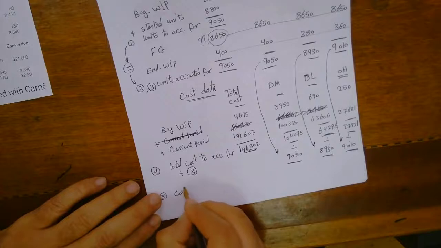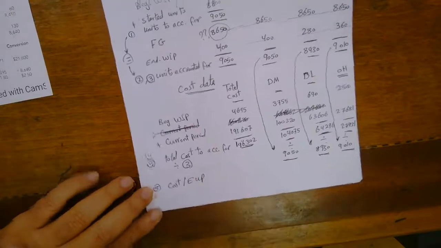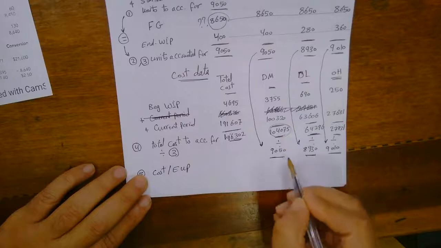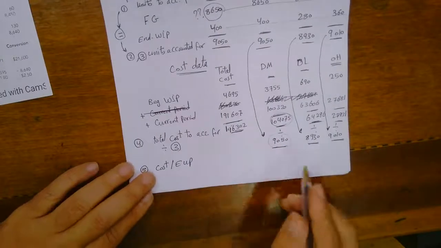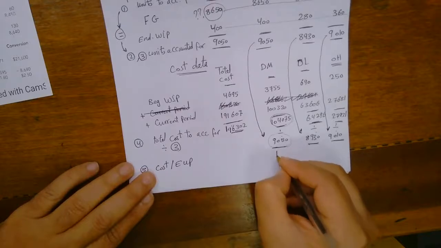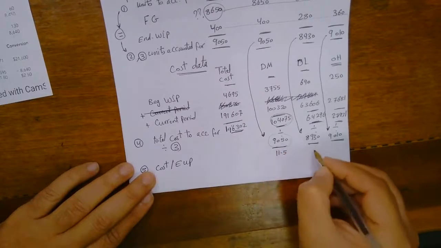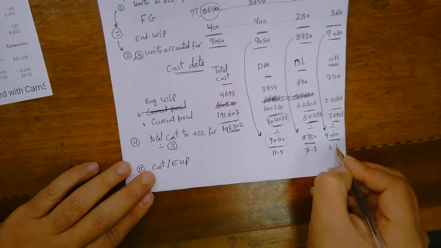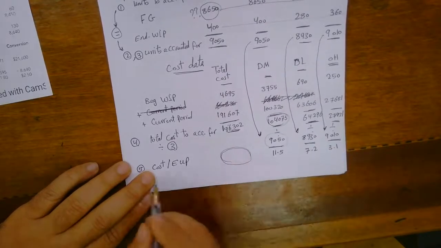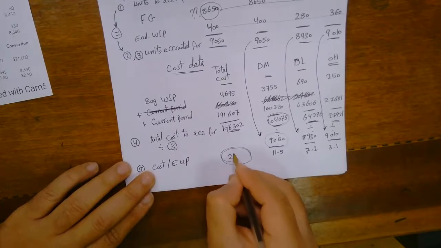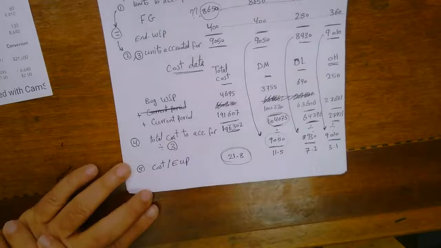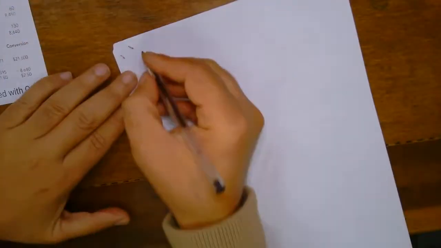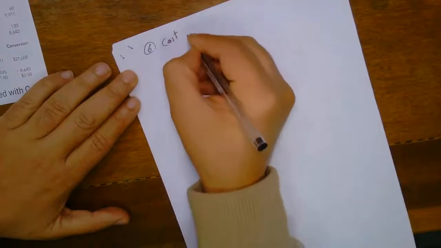We get the cost per equivalent unit of production: total cost to account for divided by equivalent units of production. For direct material, 11.5. Direct labor 7.2. Overhead 3.1. The total cost per equivalent unit of production is 21.8. This is step number 5. Step number 6, cost assignment.